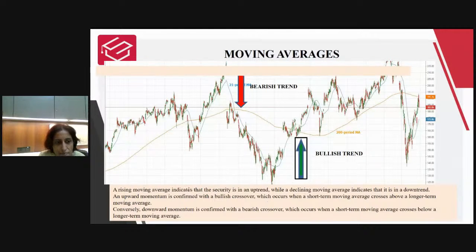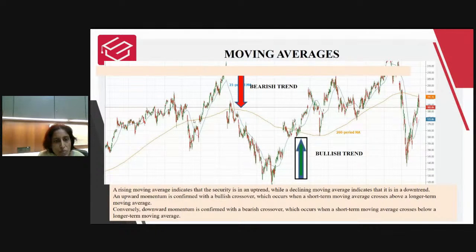If the markets are moving high, it is very much reflected through the moving average. A rising moving average, whether it is a 200-day, as you can see, I've taken a 200-day moving average or a 21-day moving average, which is rising, which is moving up, indicates that the security is in an uptrend, while a declining moving average, as you can see, 200 days also declining, 21-day moving average also declining, indicates that it is a downward trend.